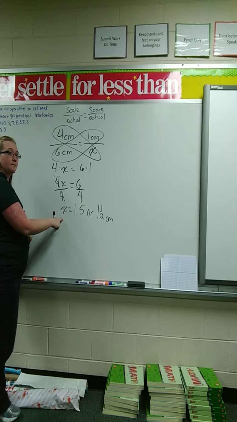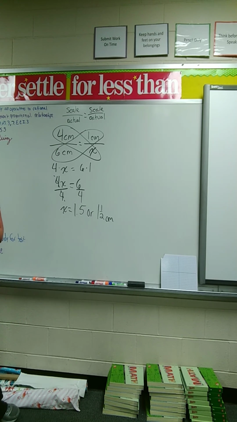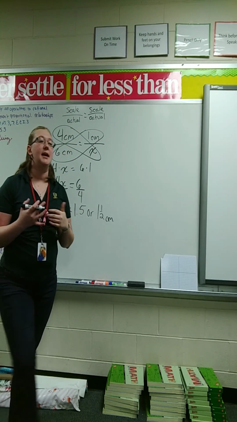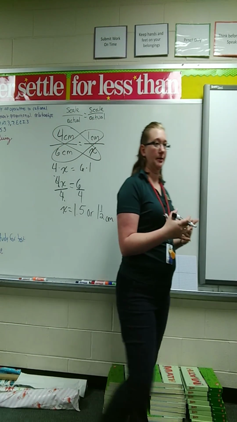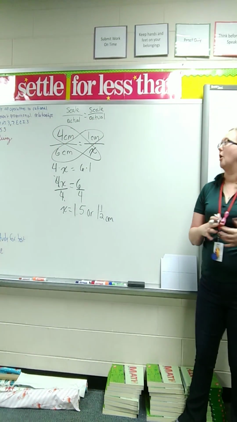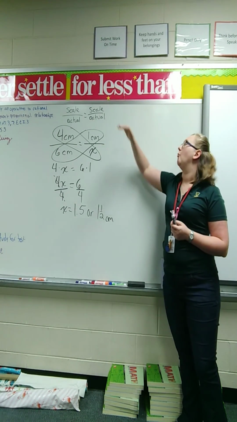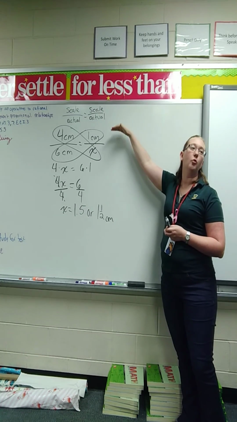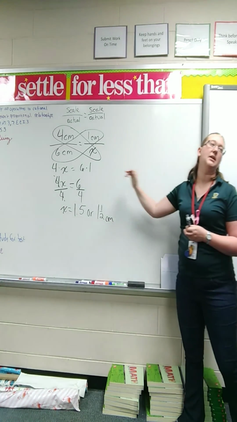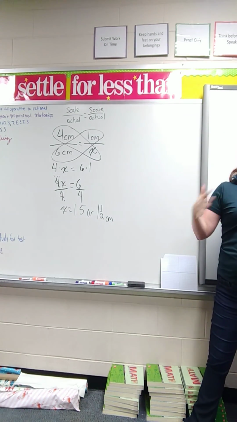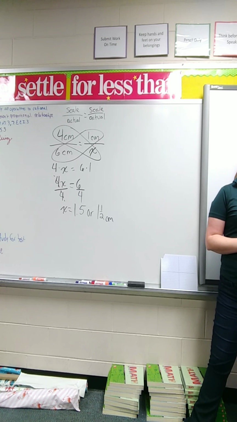Why the 1 centimeter? Because we can only have one variable in a proportion. So we know that we're looking for the scale, which is looking for 1. If the scale is 1, what is my actual going to be? That's what we're trying to find out. Okay? Alright. Anybody else?